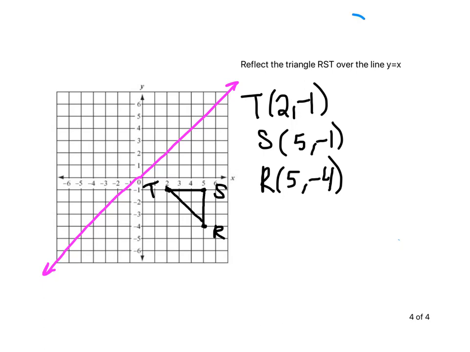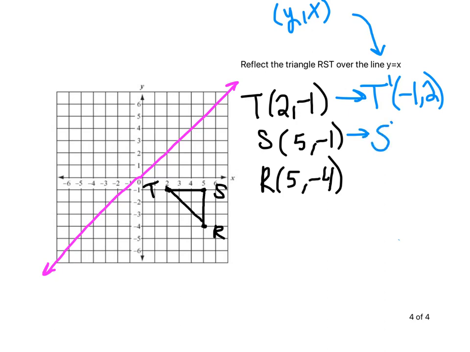If we look at y equals x, our y comes first. So to reflect, we're going to take our y first, and then our x. For each of these points, my new one is going to just flip the x and the y. So (-1, 2) is now going to be (2, -1), S is now going to be (5, -1), and R is (5, -4).